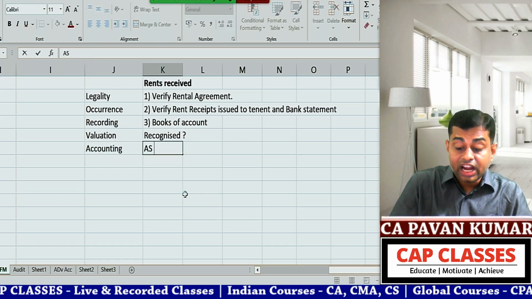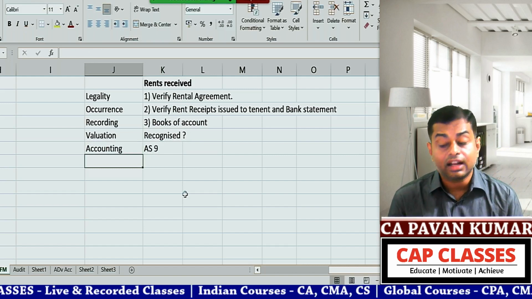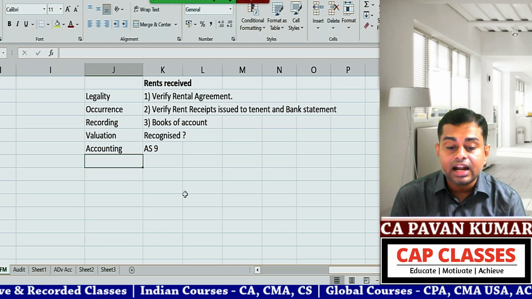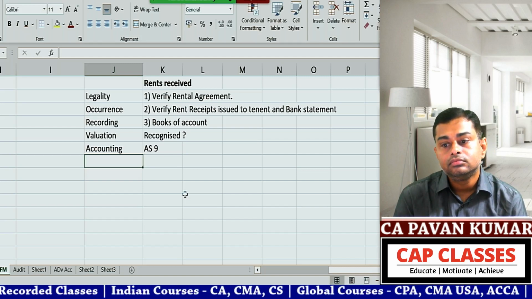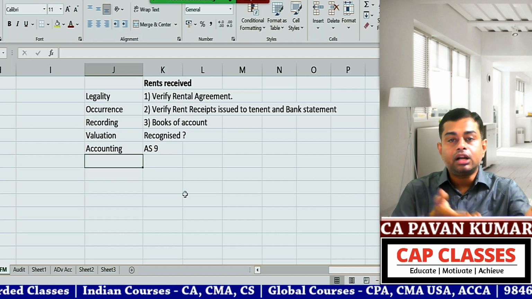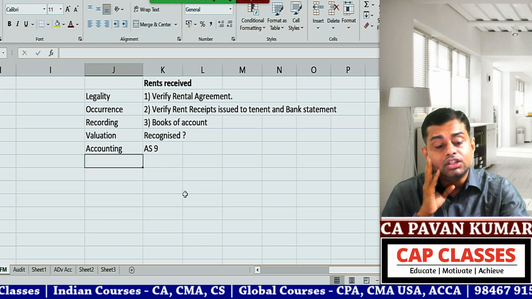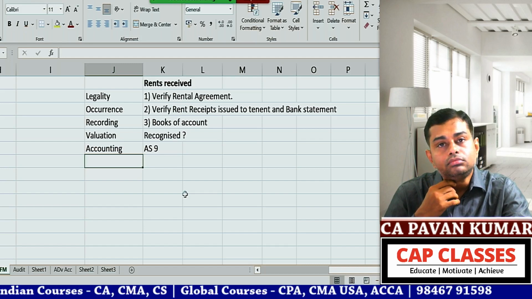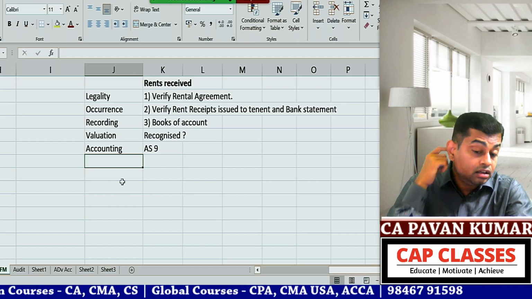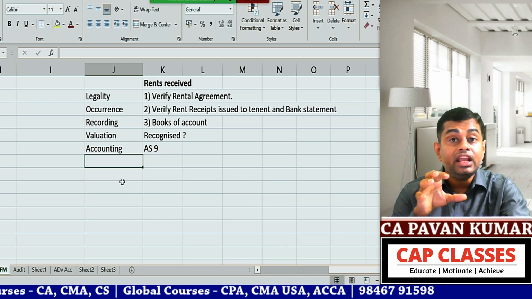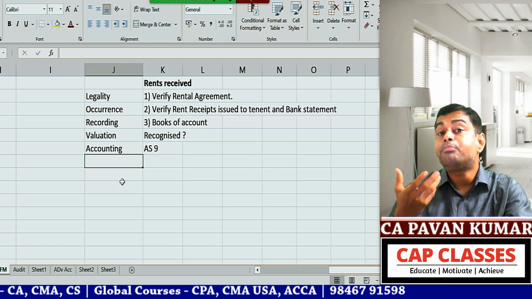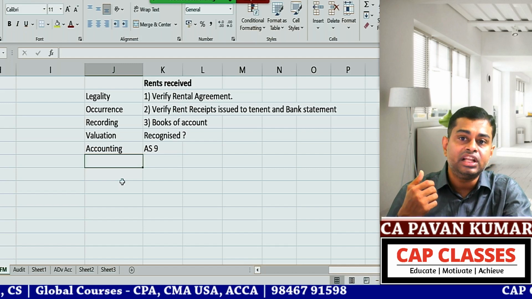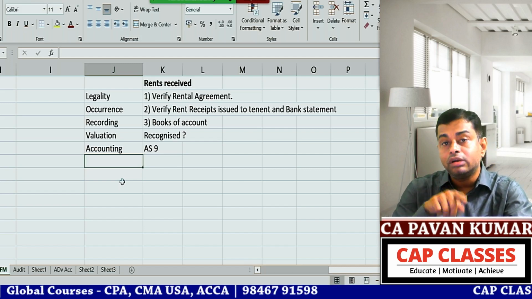Accounting: whether you have complied with Accounting Standard 9, revenue recognition. Because this is use of enterprise resources by others, yielding income. So if you receive any rental deposit, 3 months deposit, 6 months deposit, in commercial organizations 1 year deposit, that should not be recognized as income. That should be kept in a liability account.